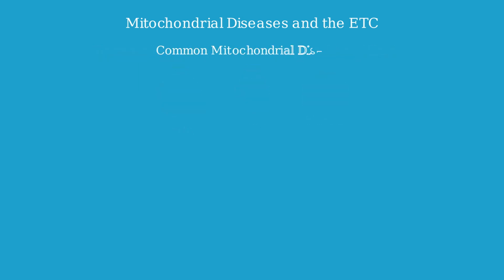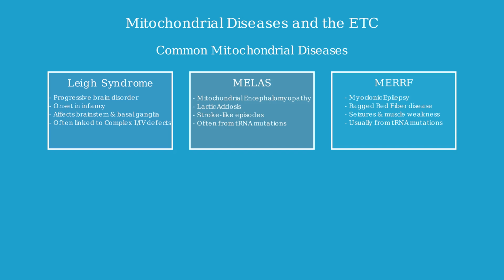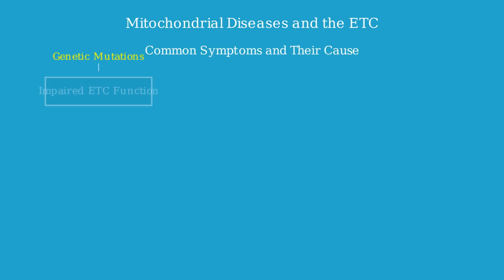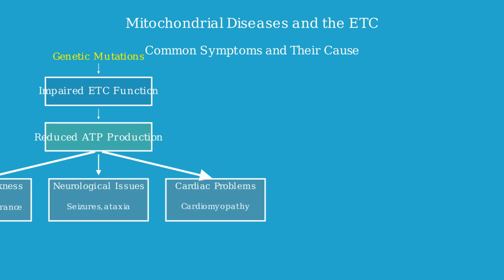Three common mitochondrial diseases include Leigh syndrome, a progressive neurological disorder often linked to defects in complexes 1 and 4, MELAS, characterized by encephalomyopathy, lactic acidosis, and stroke-like episodes, and MERRF, which causes myoclonic epilepsy and muscle weakness. The symptoms of mitochondrial diseases vary widely, but typically include muscle weakness, exercise intolerance, neurological problems like seizures and ataxia, and cardiac issues like cardiomyopathy. These symptoms all stem from the same root cause. Mutations disrupting the electron transport chain lead to reduced ATP production.